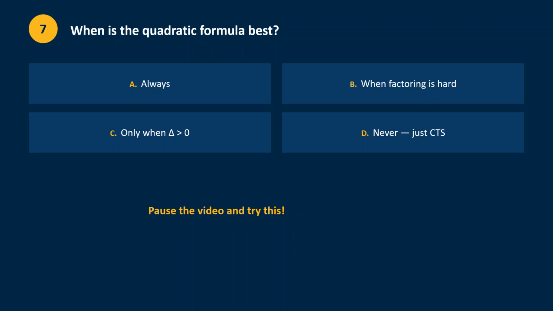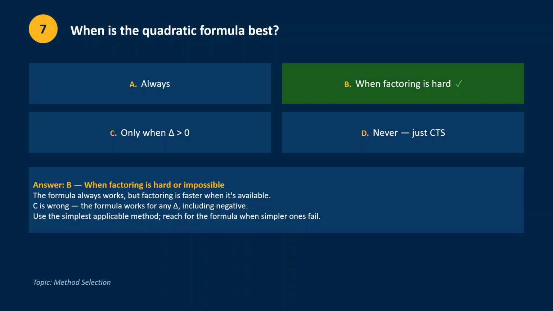Question 7. When is the quadratic formula the best method to use? Look at the 4 choices on screen. Pause and think about it. The best answer is that the quadratic formula is ideal when the equation does not factor easily, or when you are unsure which method to use. It is the universal fallback.